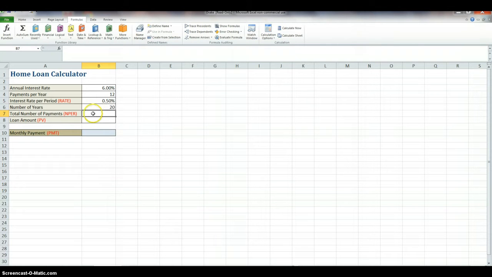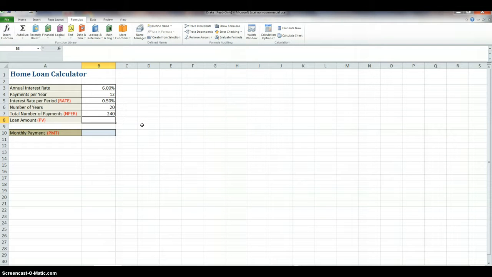No, the total number of payments for the entire loan is going to be nothing more than the number of years times the number of payments per year. So what we're going to do is put in here, equals B6 times, and I'm going to again put the 12 in there. Okay, that's wrong, but I'm going to show you why. I'm going to do it the right way in a second, but I want to show you why this isn't going to work.